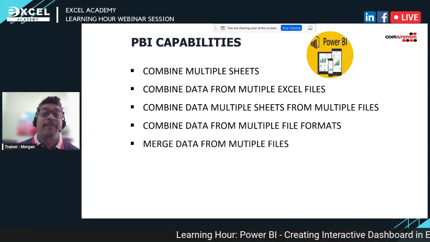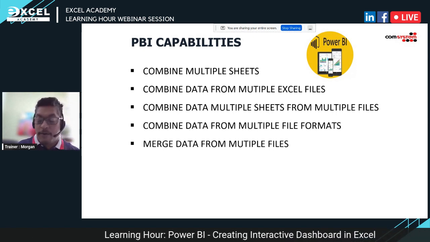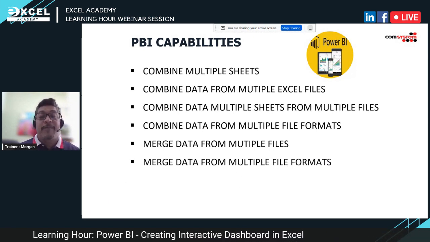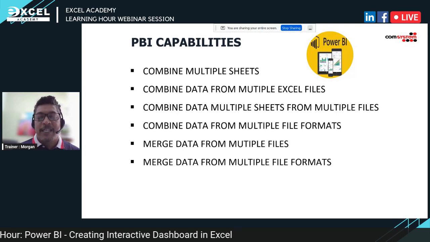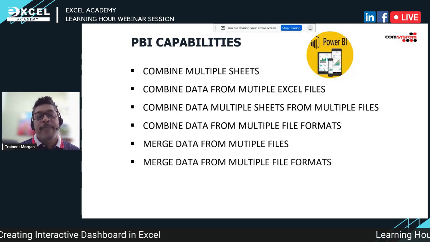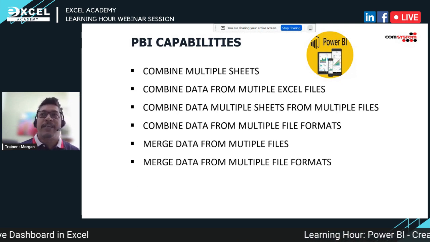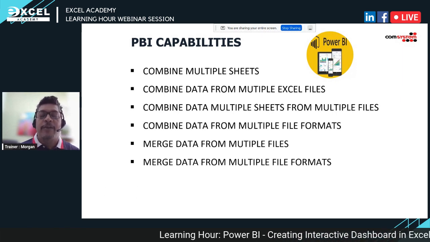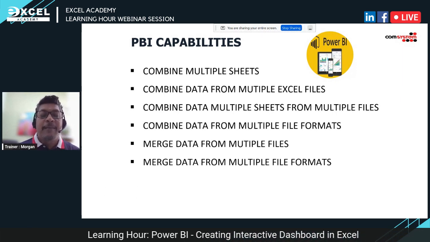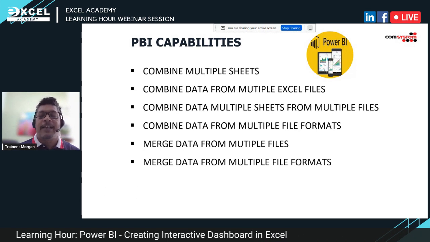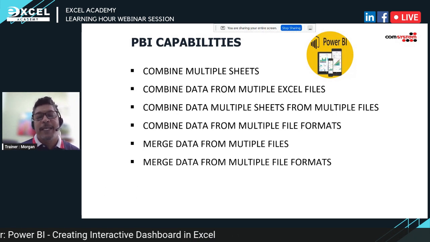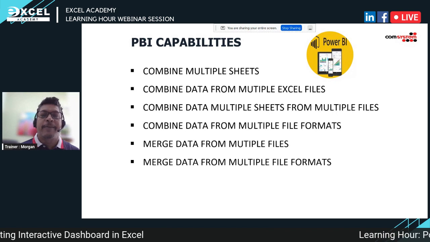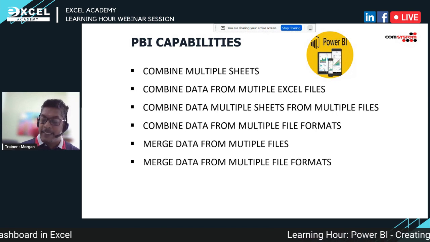You can merge it. Merge means just take it as a VLOOKUP. No problem. Can you do a VLOOKUP with multiple file formats in Excel? No way. If you have Excel, CSV, and TXT files, you have to convert them back into Excel format, and only then can you do the VLOOKUP, right? But here in Power BI, you can just maintain the file format. Your VLOOKUP is done. Your merging is done. Fantastic.